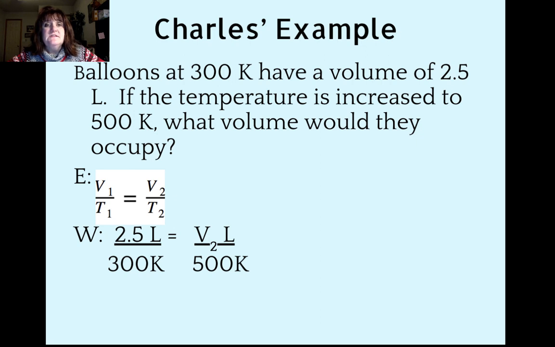Your first number you're given is the first temperature, 300 Kelvin, at that volume of 2.5 liters, so those two go together. And then if the temperature increased to 500 Kelvin, that goes on the bottom, what would the volume be? Multiply diagonal and divide, and you should get a volume of 4.17 liters. This one coming up is a demonstration of Charles' law.